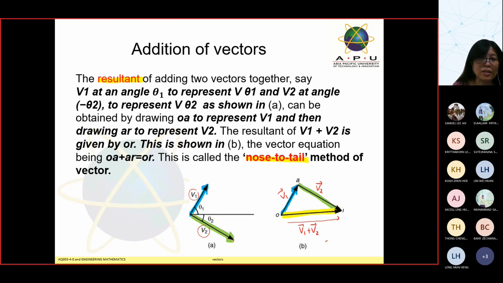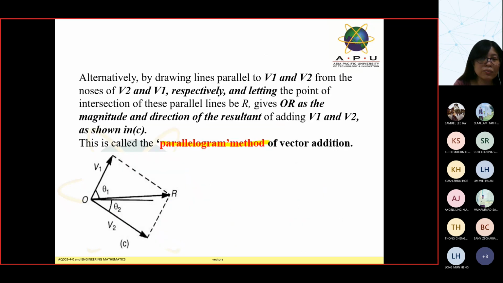Okay, for your information, this is the nose to tail method. The resultant vector with its length is shown in yellow, the one that I highlighted, and this is the direction. For any vector, you need to know the length and also the direction.